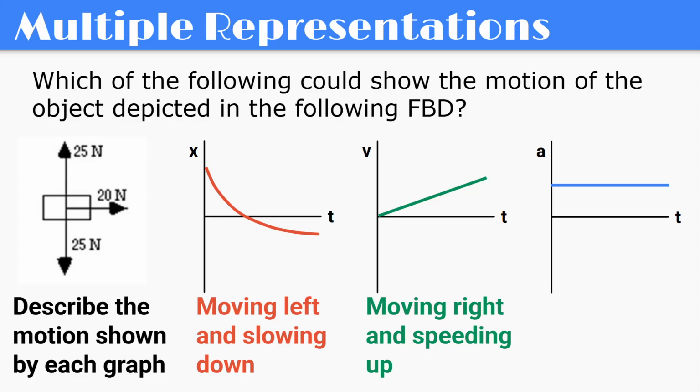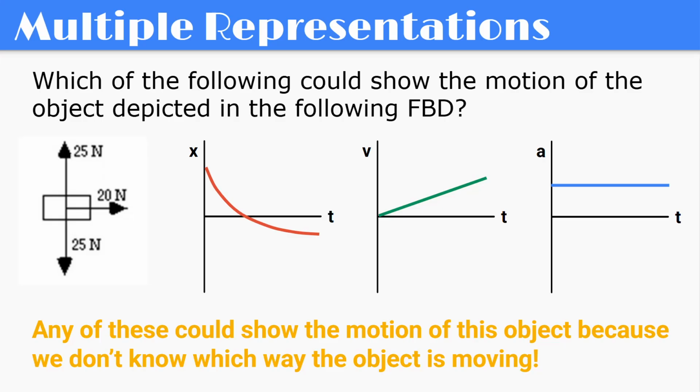What about the last one? That one is showing rightward acceleration. Yep. Okay, that is also possible for this free body diagram. Okay, that doesn't mean everything is possible for every free body diagram, but yes, any of these could show the motion of this object. We don't know which way the object's moving, so they could be possible solutions.